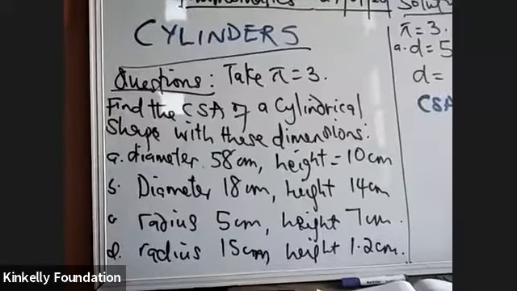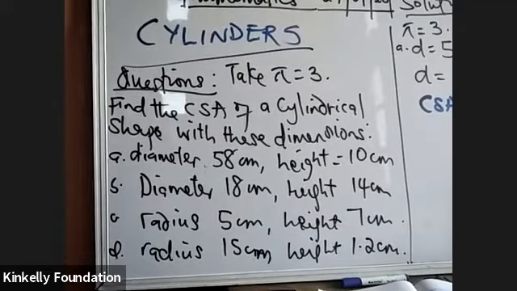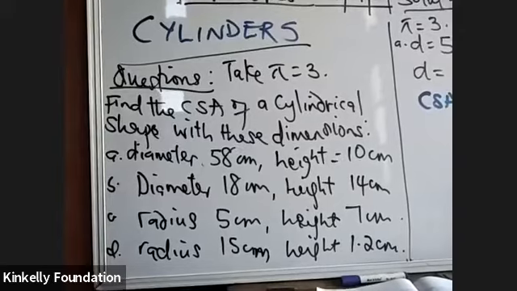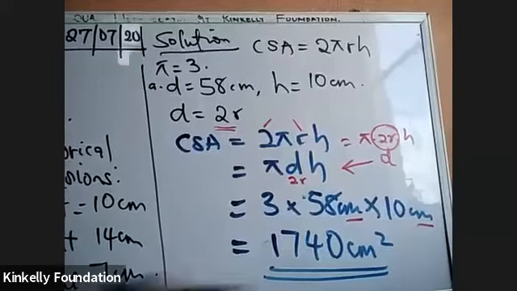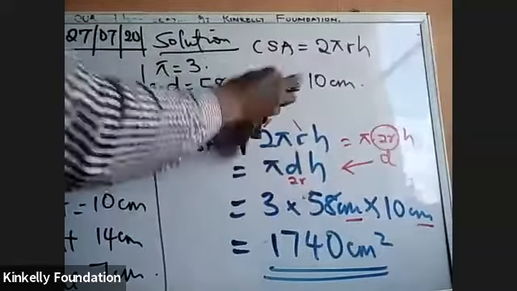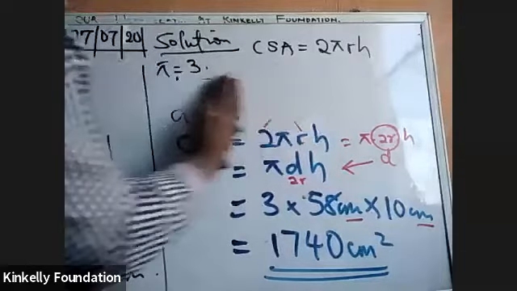Solve number 2 question that says diameter is 18 centimeter, and the height is 14 centimeter. What will be your answer? Good, I have gotten one answer already. Thank you. In the third one, we have gotten the second answer, 7 cm squared.